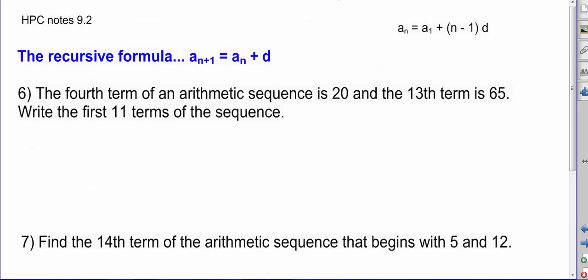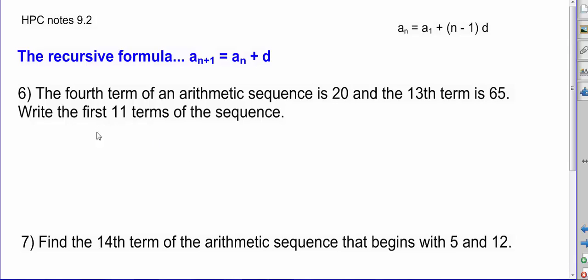On our next slide, I mentioned the recursive formula, a sub n plus 1 is a sub n plus d. In other words, if you want to know the 8th term, you take the 7th term and you add the difference. That's just the concept that we're considering. Now here it says that the 4th term of an arithmetic sequence is 20 and the 13th is 65. Write the first 11 terms.